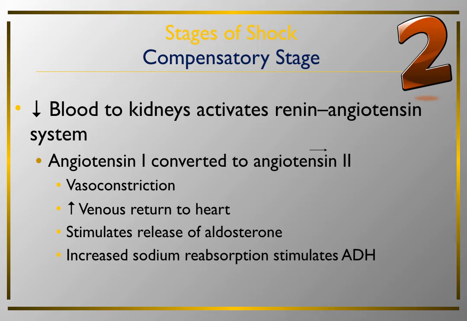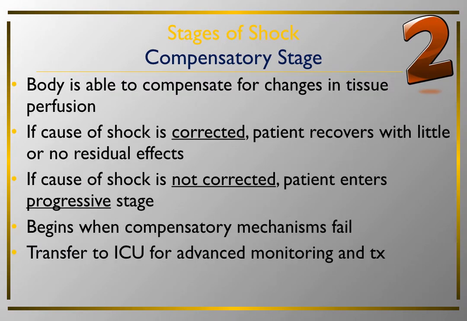The increase in sodium reabsorption raises the serum osmolality and stimulates the release of the antidiuretic hormone from, guess where? The pituitary gland, or posterior pituitary gland. ADH increases water reabsorption by the kidneys, thus further increasing blood volume. The increase in total circulating volume results in an increase in cardiac output and blood pressure. So in stage 2, the body is able to compensate for changes in tissue perfusion.